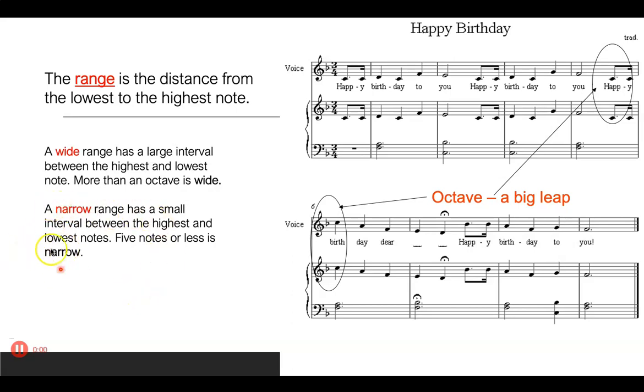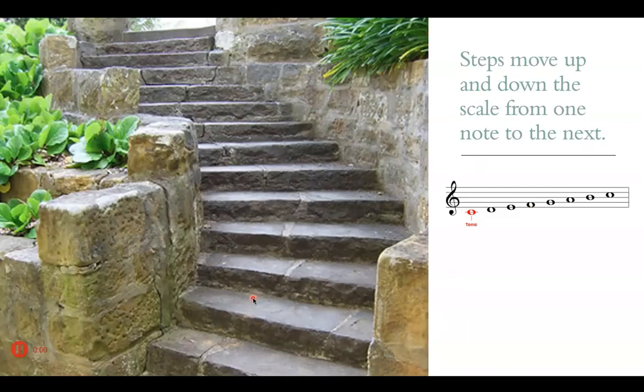Now, a narrow range has a small range from the lowest to the highest. Oh, I just noticed my picture's right over the music. Okay, so if you have a narrow range, maybe 5 notes or less, we're going to see a tune very soon that only has 5 notes in it. And that's a pretty narrow range. But there are melodies that have even narrower, 4 notes, or maybe even 1 note. There is a melody that has only 1 note.